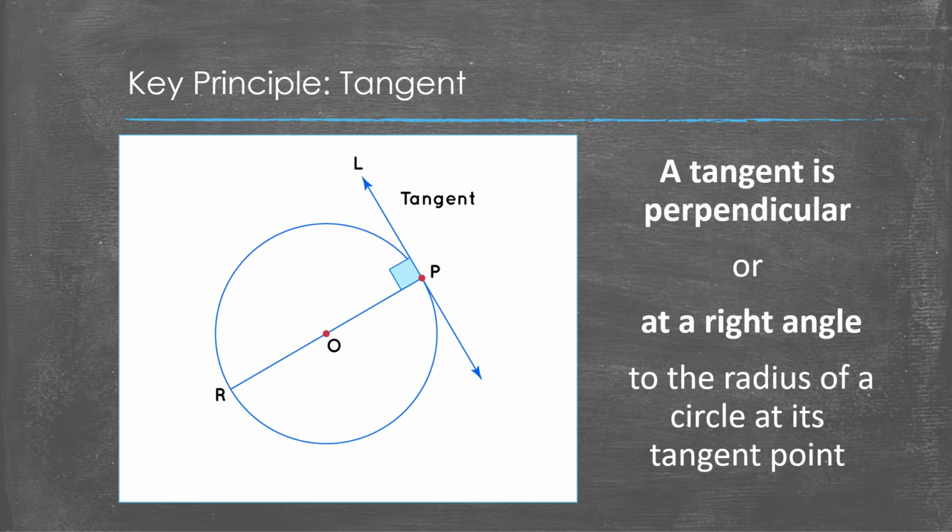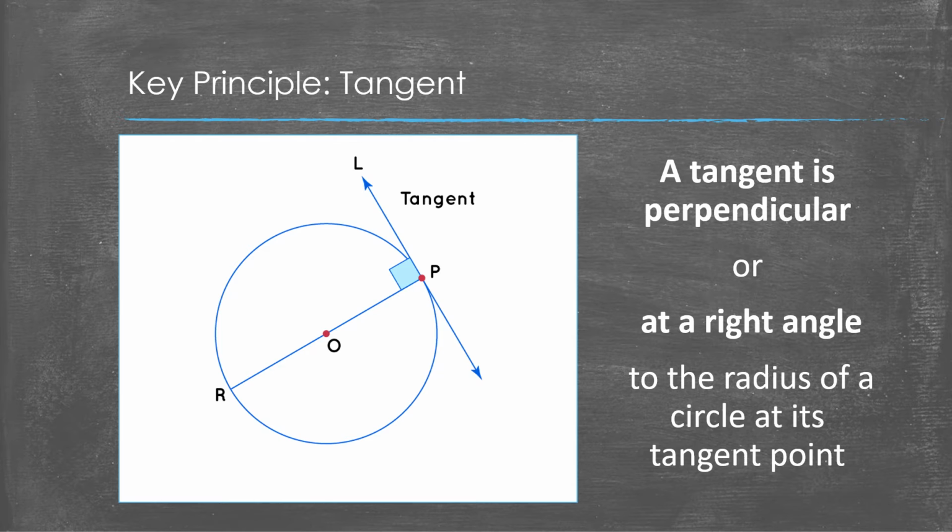All right, the next questions we're going to look at involve the principle of a tangent. I'm going to tell you what a tangent is, and hopefully you can use that. A tangent is a line that's perpendicular, or at a right angle, to the radius of a circle. Here's the radius of a circle, from O to P, and this tangent line just crosses the edge, and it makes a right angle with that.